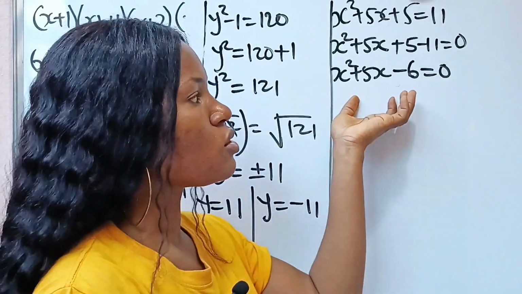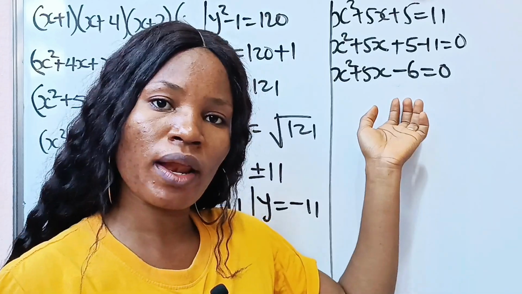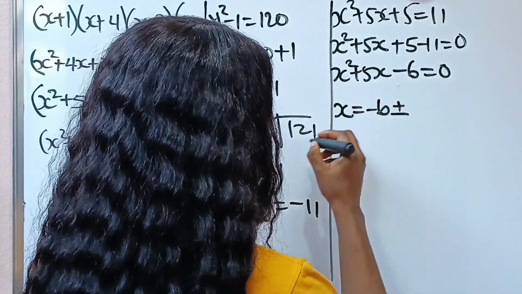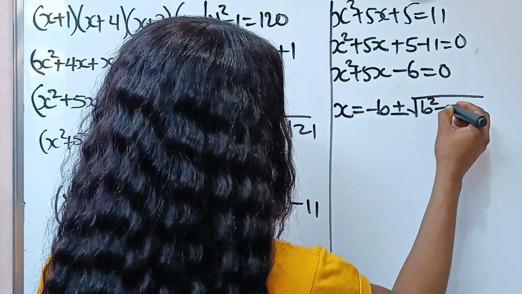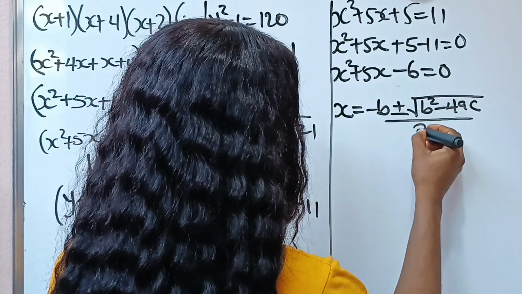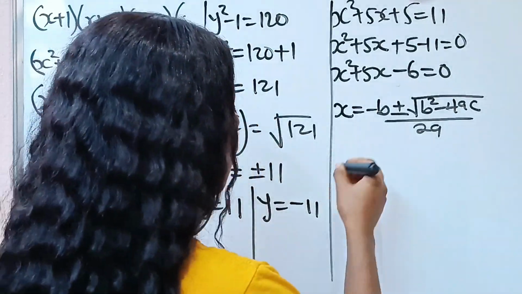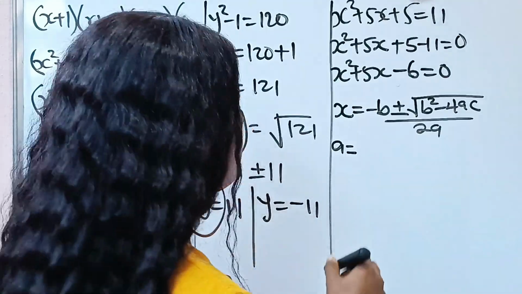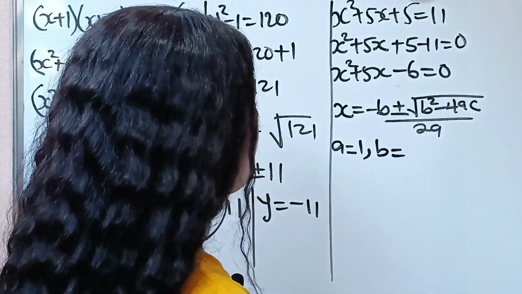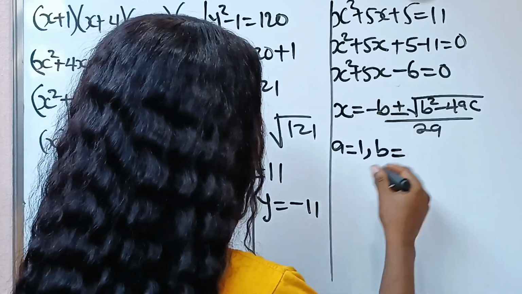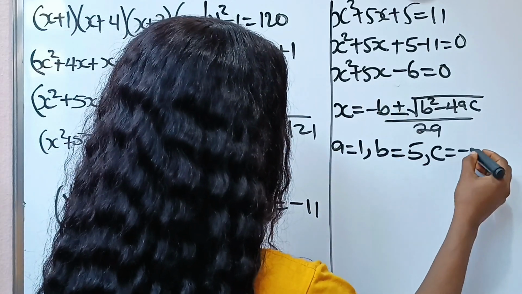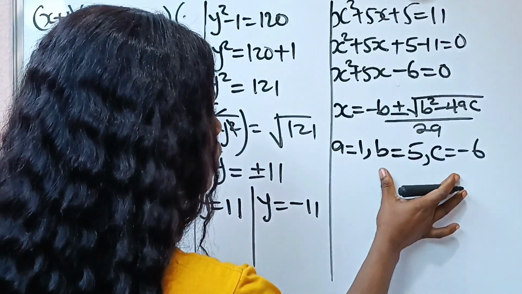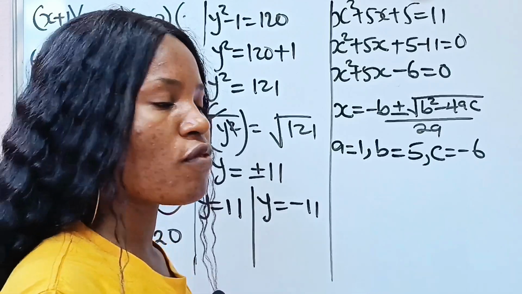Now we are going to solve this using the quadratic equation formula, which states that x is equal to minus b plus or minus square root of b squared minus 4ac, everything divided by 2a. Now our a is equal to the coefficient of x squared, which is 1. Our b is the coefficient of x, which is 5, and our c is minus 6. We are going to substitute this into this equation to solve for x.